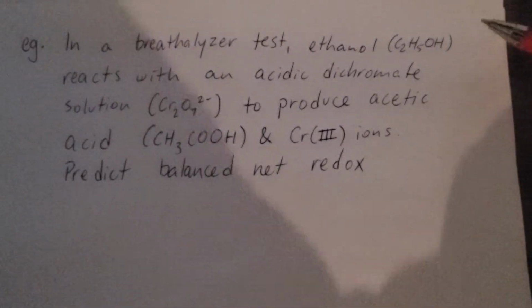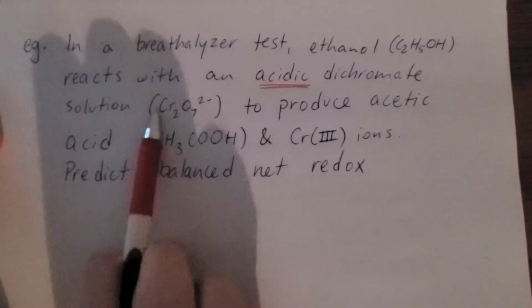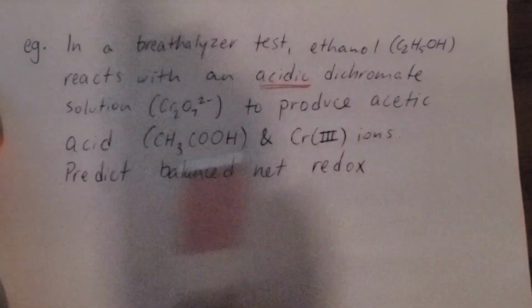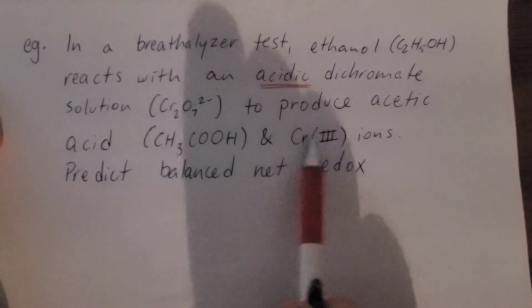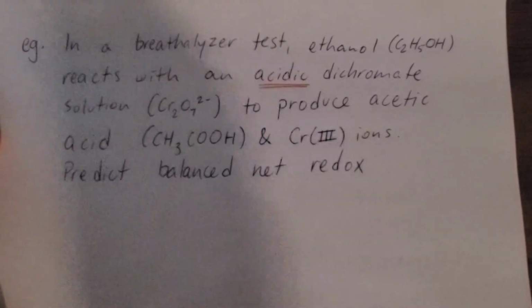Ethanol, which is the alcohol that is in beverages, reacts with an acidic dichromate solution. Alright, Cr2O7 is dichromate, to produce acetic acid and chromium 3 ions. We've got to predict the balanced net redox.